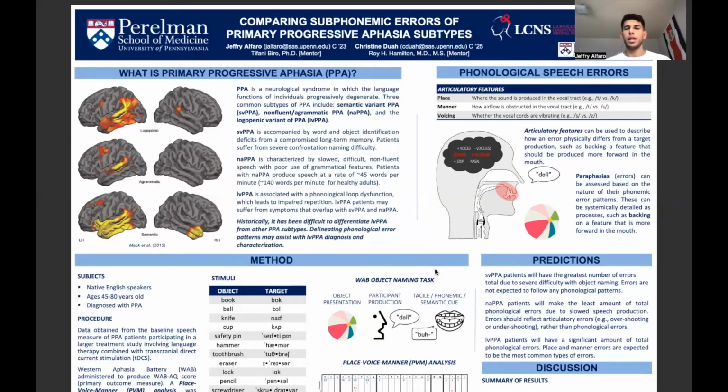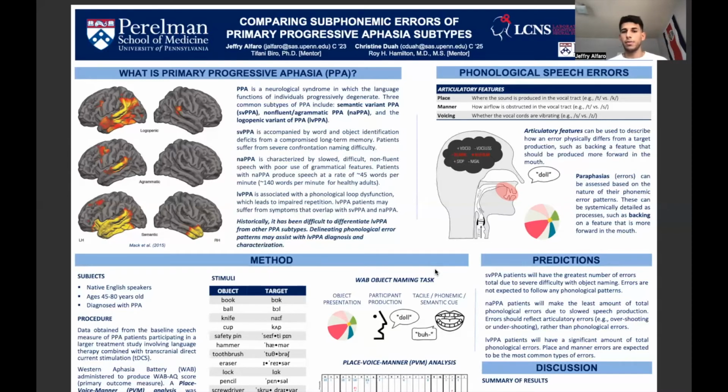So the three variants that we look at are semantic variant PPA, non-fluent / agrammatic PPA, and the logopenic variant of PPA, which is actually a relatively newer variant. SVPPA is accompanied by word and object identification deficits from a compromised long-term memory, whereas NAPPA is characterized by more slow, difficult, and non-fluent speech. LVPPA, however, is, like I said, a newer classification, and it's commonly known that this is a phonological loop dysfunction, which can lead to impaired repetition.